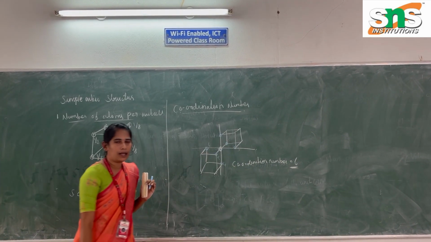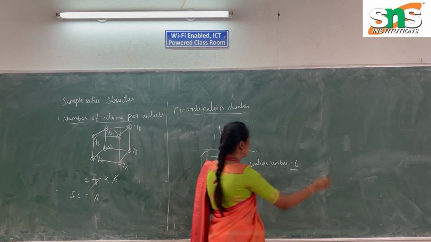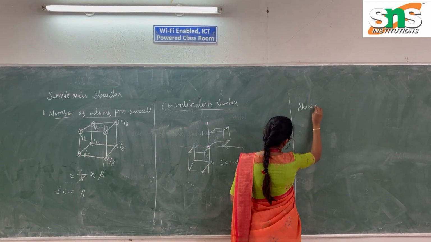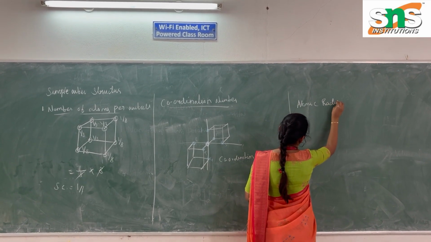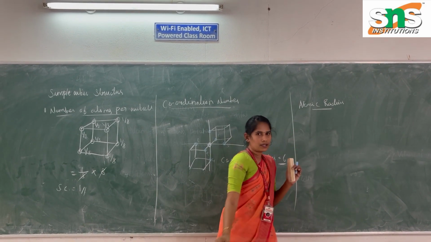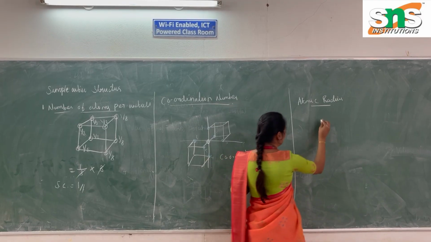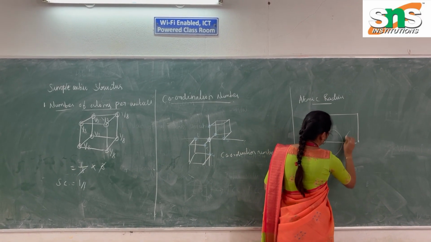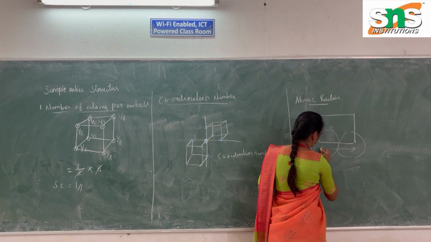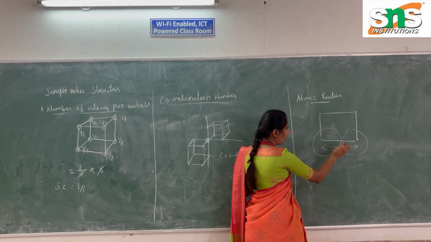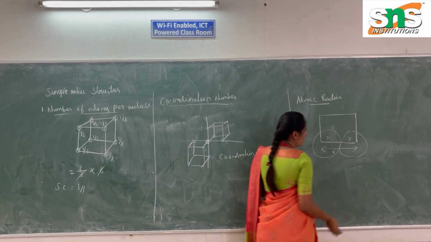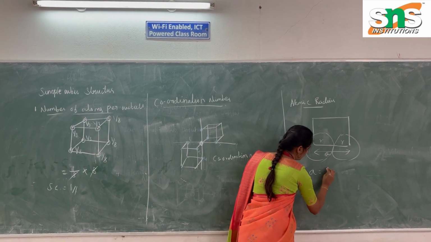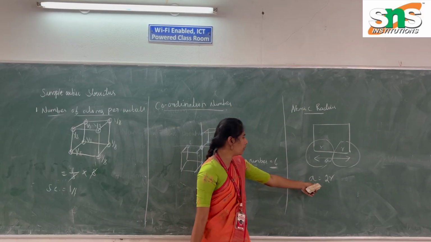The next one is calculating the atomic radius value. Atomic radius is nothing but, consider any two atoms, for example these two atoms. The whole distance is A. Half of the distance in this atom, and half of the distance in this atom. So totally this is A. So A is equal to 2R, and then we will find out the R value.